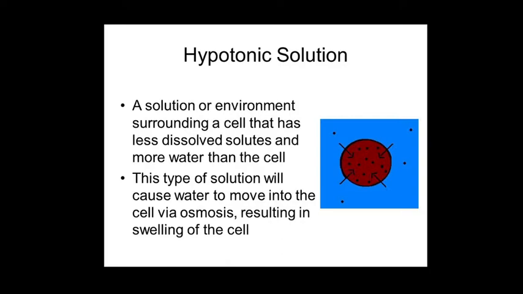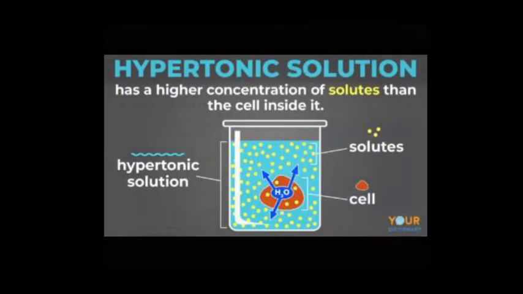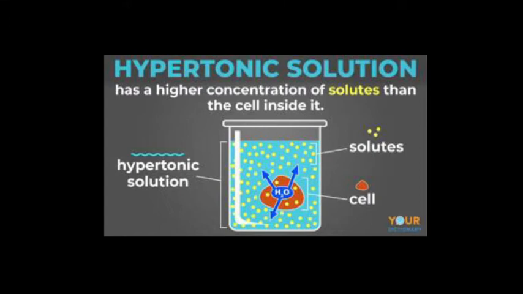Okay, and the next one is the hypertonic solution. Beta, what is a hypertonic solution? A hypertonic solution contains a higher concentration of solute compared to the surrounding fluid and thus pushes water out of the cell, shrinking it. It means it has a higher concentration of solute than inside the cell. Okay, as you see in the slide. Okay, this is all about the three solutions.